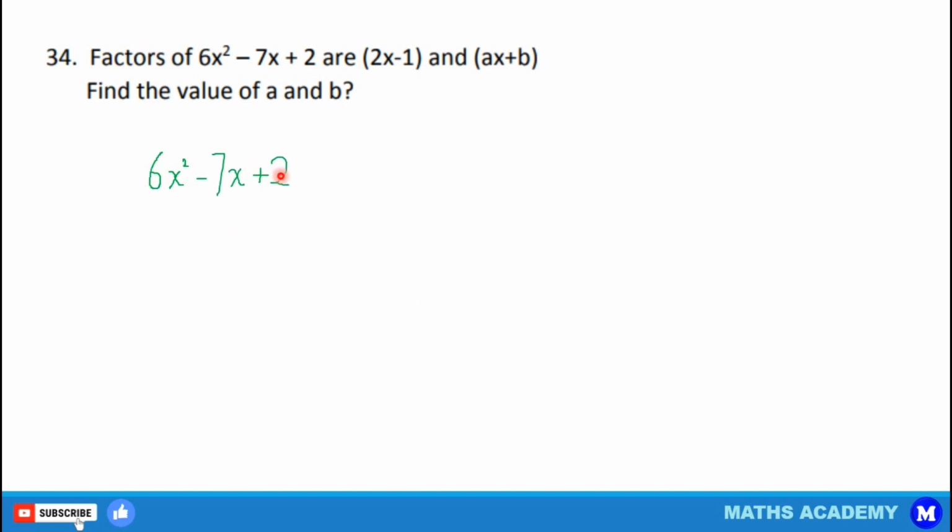Whenever you get these type of questions, first you should multiply the first term and the last term, that is 6x squared and 2. You should multiply that so that you get plus 12x squared, and then you should try to find two numbers that multiply to 12x squared, but the sum of those two numbers should add up to 7. Let me show you how it's done.